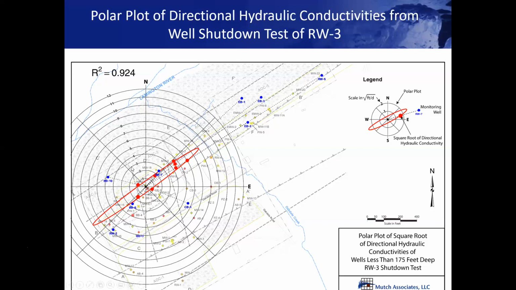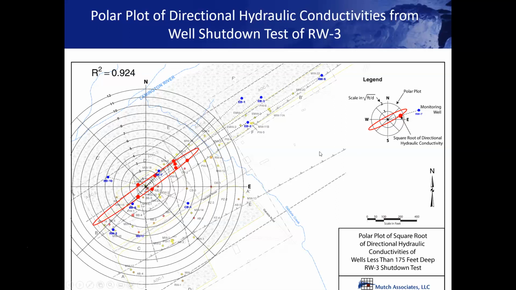And then you can see on the polar plot, we have concentric circles that give us the scale. Each space between, for example, 8 and 9 is 1 square root of feet per day. And so that's what's plotted as the red dots. Those are the actual measurements of the square root of feet per day. And then you seek to fit an ellipse to that data. This fit fairly well, with an R squared of 0.924, which is a pretty good fit to the ellipse.